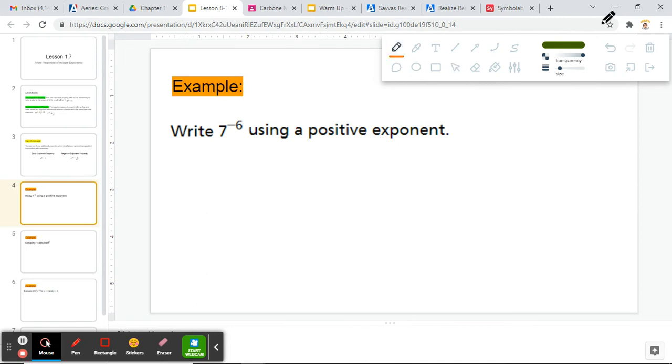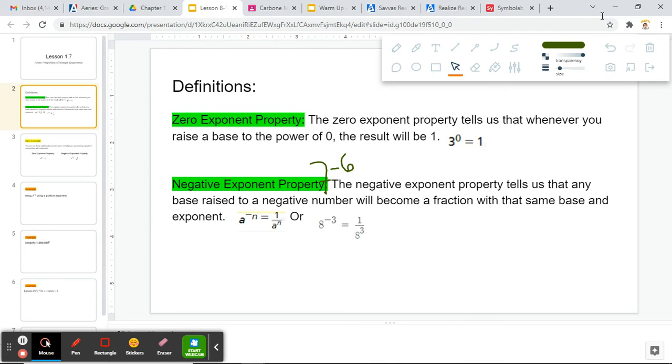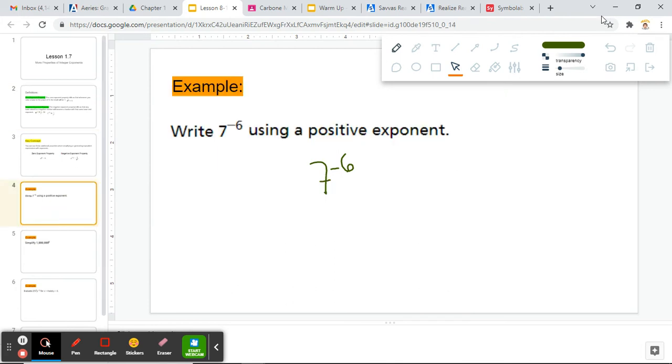Okay, so first thing we want to do here, we want to write 7 to the negative 6 using a positive exponent. Well, this right here should invoke some memories of our negative exponent property because we have a negative exponent. The negative exponent property tells us that whenever we are raising a base to a negative number, we can turn it into a fraction where the 1 is our numerator and our denominator will be the base to its positive exponent. And that's all we have to do here, because it just wanted us to change this into a positive exponent. It didn't want us to actually expand. So 7 to the negative 6 becomes 1 over 7 to the 6th.